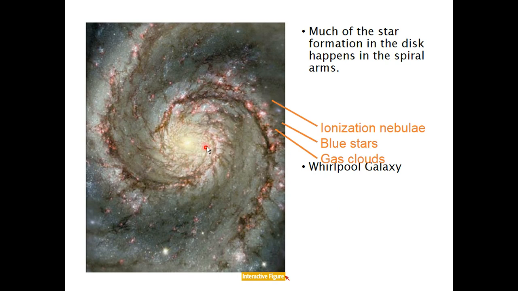Now, note if you look at the bulge and you look at the spaces between spirals, there's not as much. There's not as many blue stars. This is more reddish.